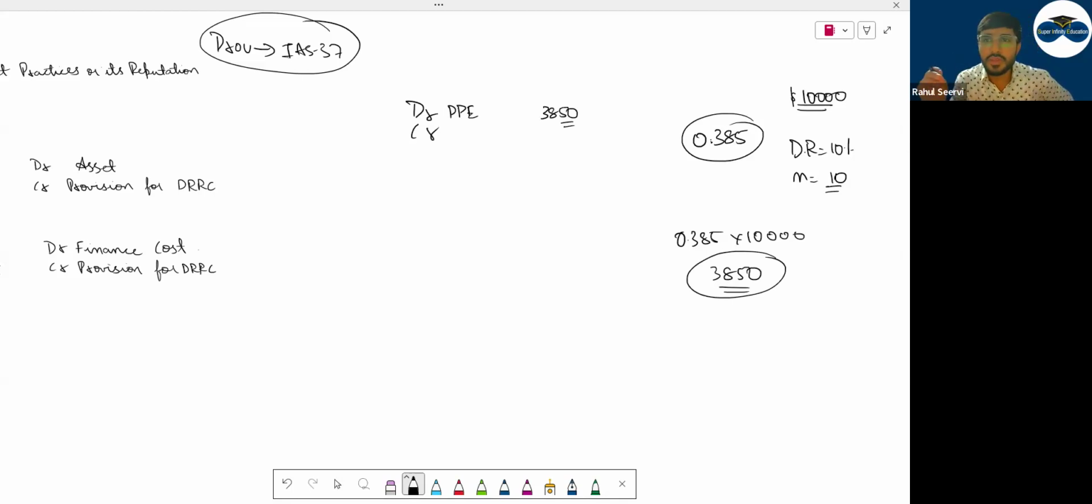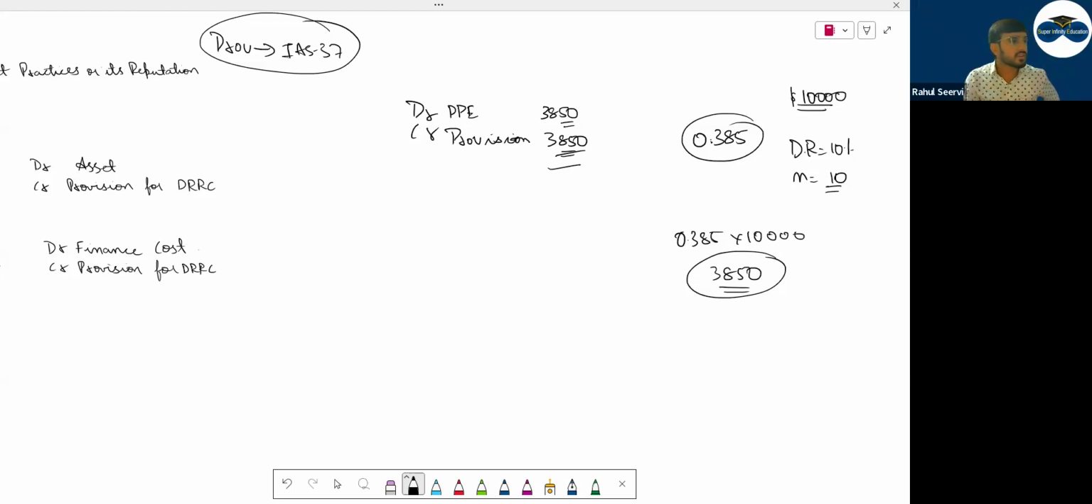Now you tell me, should you pay $10,000? Should you incur $10,000 or should you incur 3,850? You have to incur $10,000. But you're recording this as a provision. I mentioned this is a liability. You have to incur this. You will record 3,850. Now you say we have to incur $10,000 after 10 years, but today you're recording in your books only 3,850.